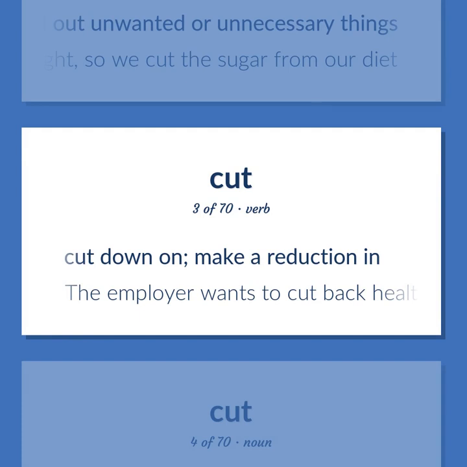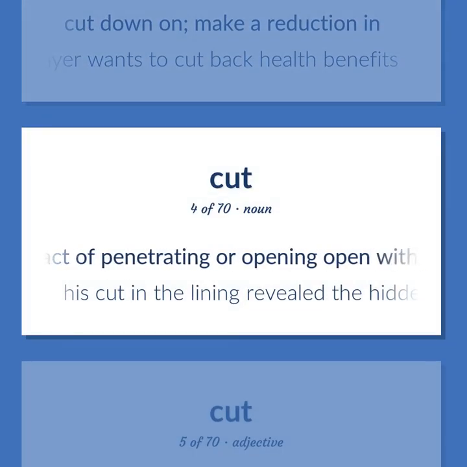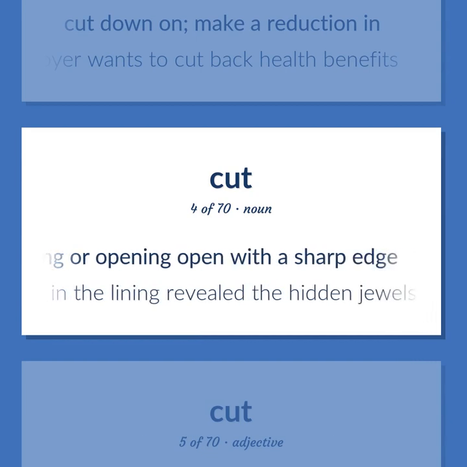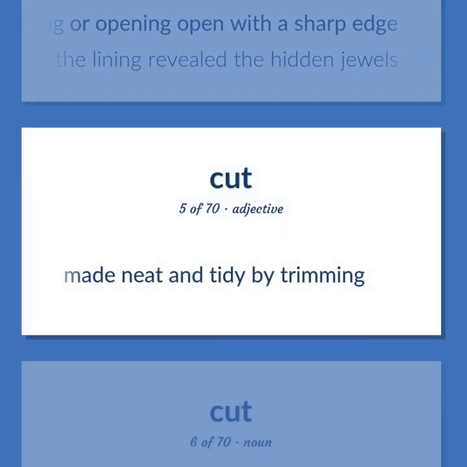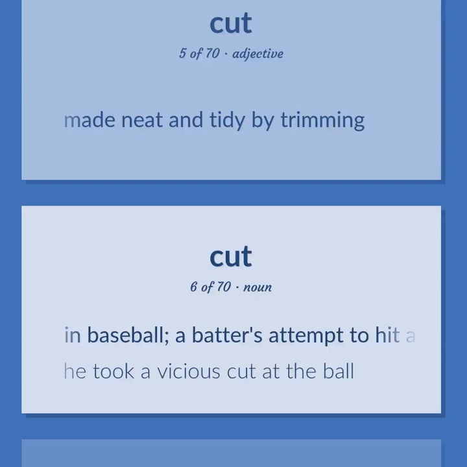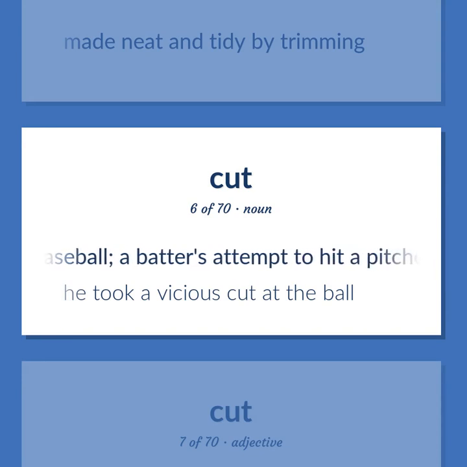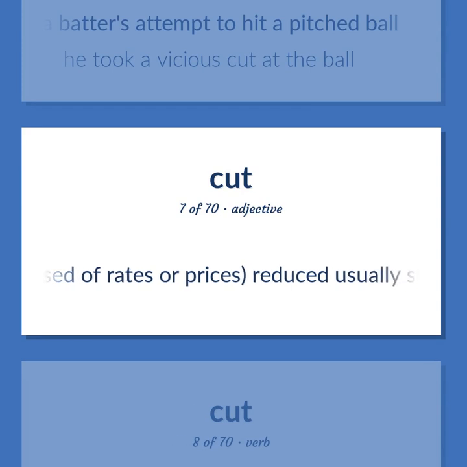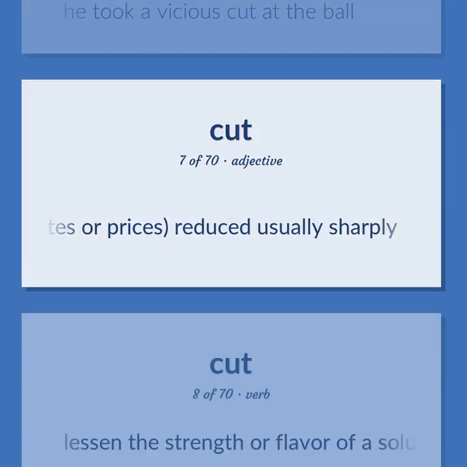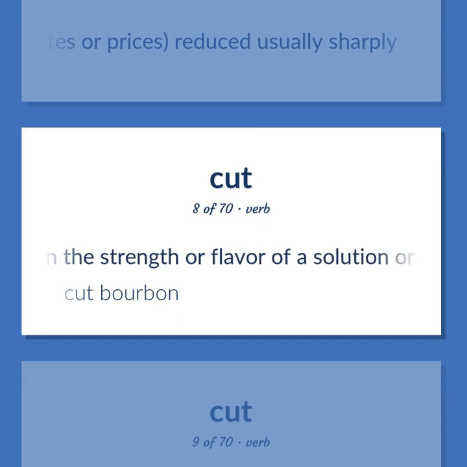Cut down on. Make a reduction in. The employer wants to cut back health benefits. The act of penetrating or opening with a sharp edge. His cut in the lining revealed the hidden jewels. Made neat and tidy by trimming. In baseball, a batter's attempt to hit a pitched ball. He took a vicious cut at the ball. Used of rates or prices, reduced usually sharply. Lessen the strength or flavor of a solution or mixture. Cut bourbon.